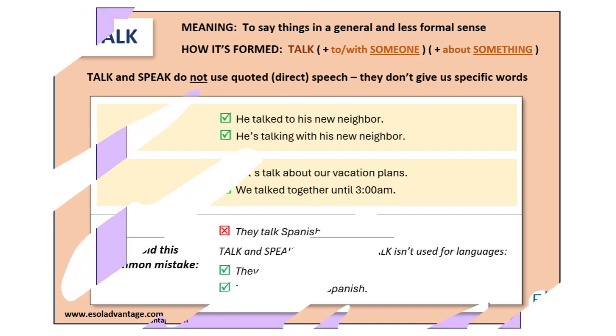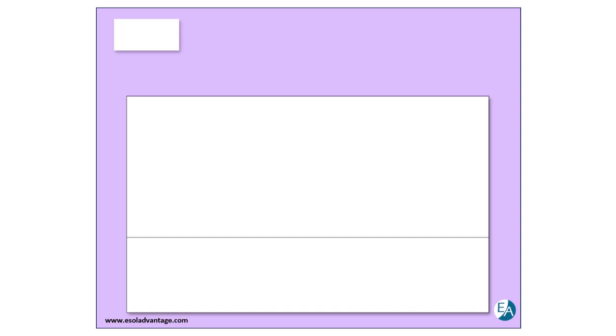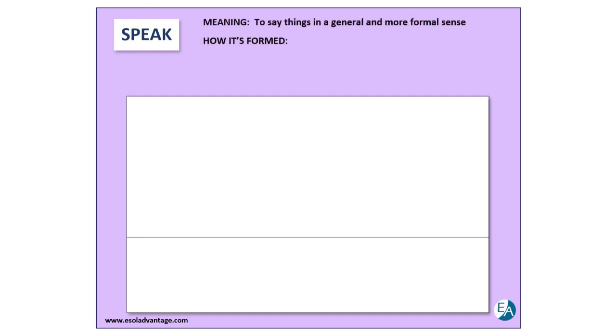So we've looked at say, tell, and talk. It's time to look at our fourth verb, speak. The meaning of speak is to say things in a general and more formal sense. Talk, we said, is general but informal. Speak is a little bit more formal than talk. How is it formed? We have a few choices here.